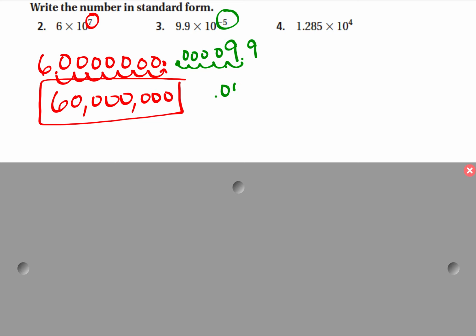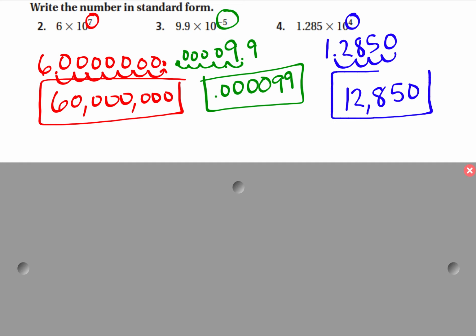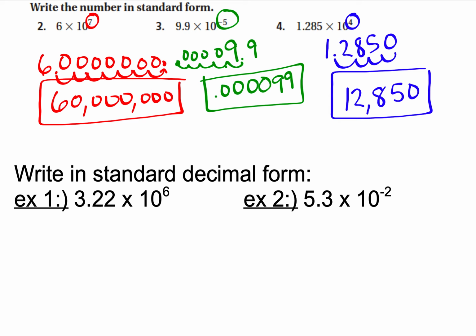This is 0.000099 as its answer. Okay, 1.285 times 10 to the 4. We start with the factor 1.285, and we move it 4 places, making the number larger. Looks like we have one place that's going to have a 0 put in it. This is 12,850. Okay, a couple more examples.